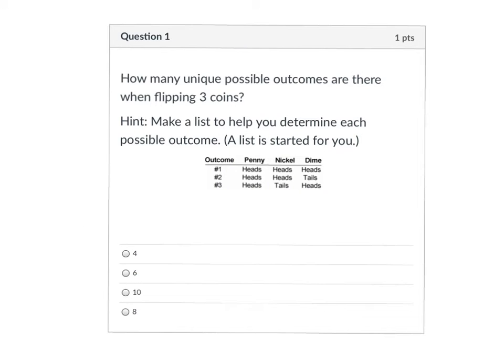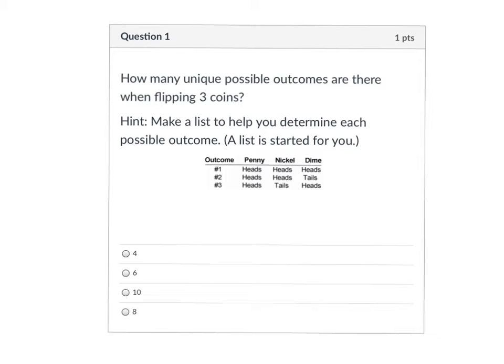All right, let's look at the review assignment, the probability review assignment that's posted in Canvas. How many unique possible outcomes are there when flipping 3 coins? You could make a list to help you determine, or we can use that fundamental counting principle. And so you can see the list is started, pretending we have a penny, a nickel, and dime. Here are our outcomes, or we can go ahead and use that fundamental counting principle.